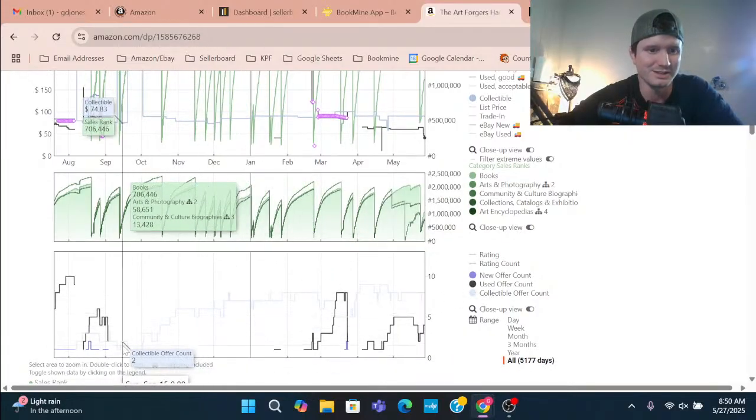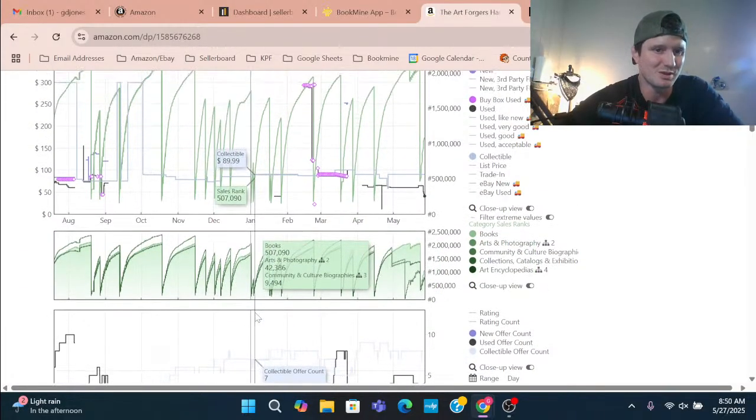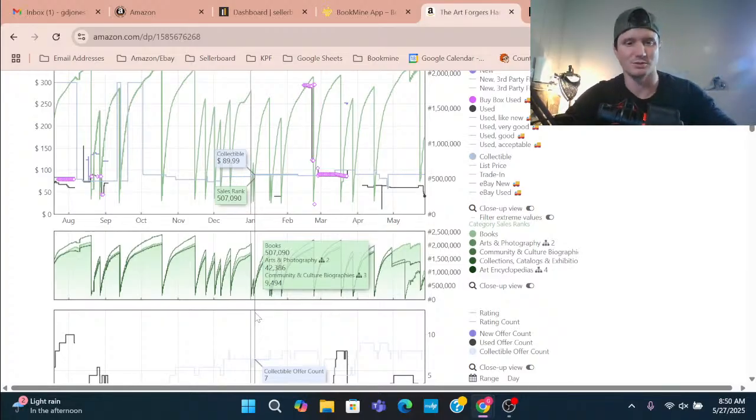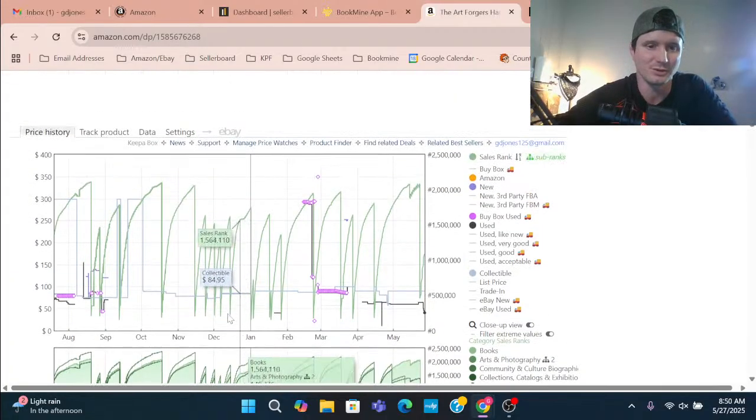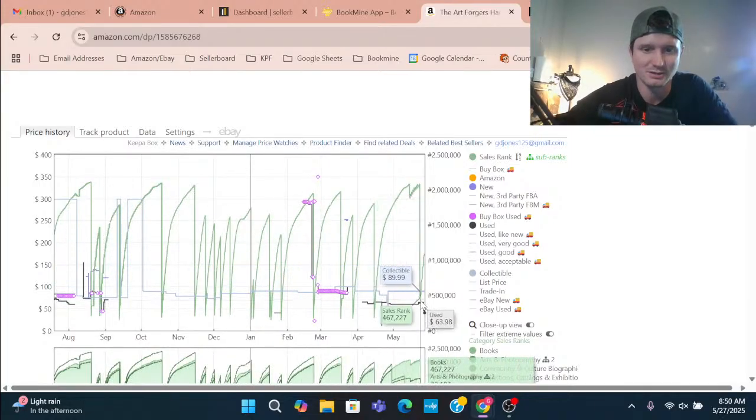And then you can see that the collectible just keeps rising right here. It's probably because people are getting hit with the high pricing error, and the only thing you can really do is change it to collectible, and that's just not worth it to me to deal with that crap because I really don't like changing things to collectible.